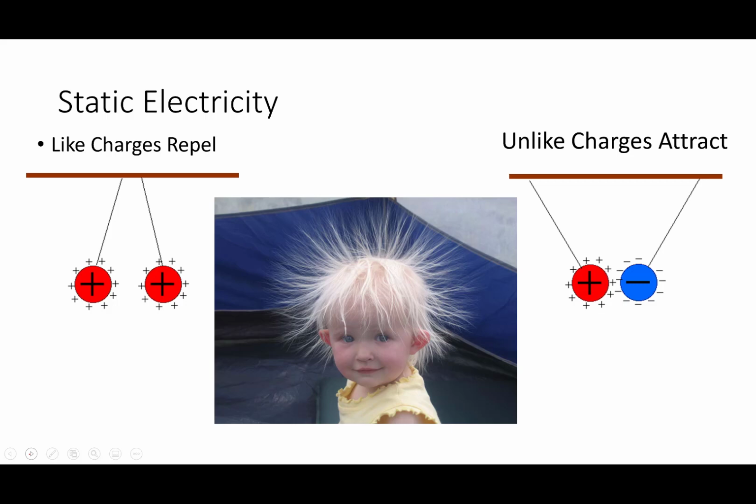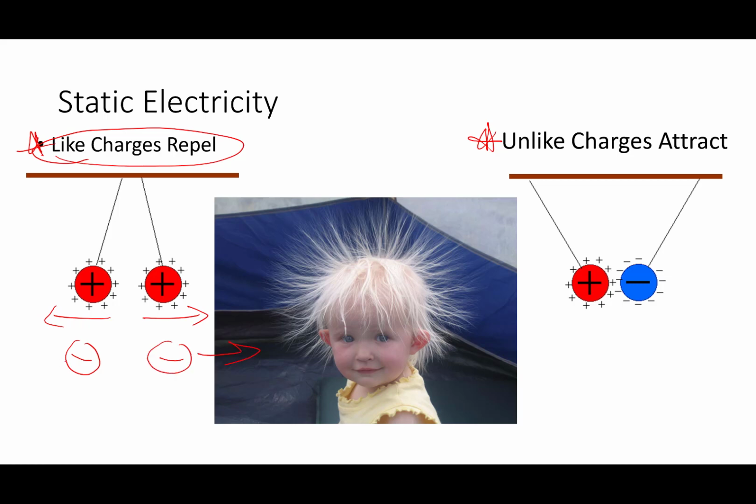This is the big rule in electricity, and make sure you know this, and you probably do, but definitely make sure you know it. Like charges repel. If you have two positive charges, they're going to want to get away from each other. It's also true if you have two negative charges, they're going to want to get away from each other. Unlike charges attract, so a positive and a negative will attract, and two like charges are going to repel.